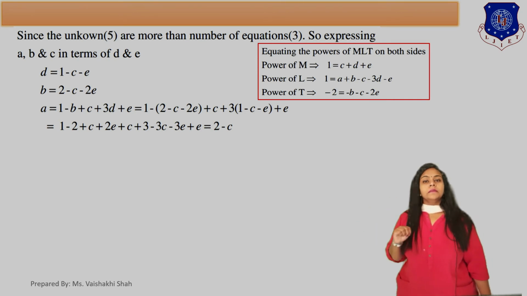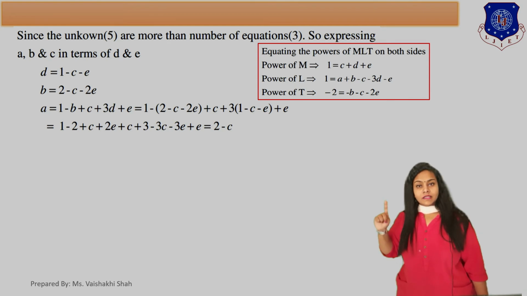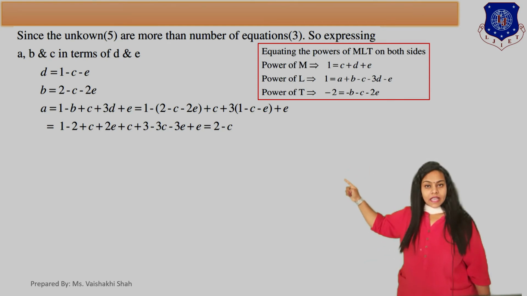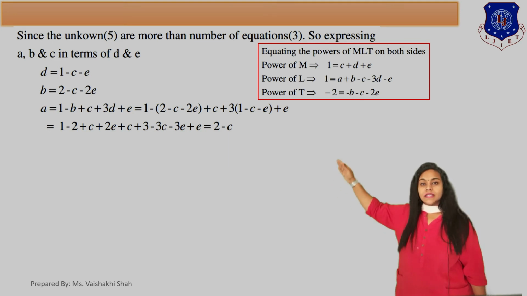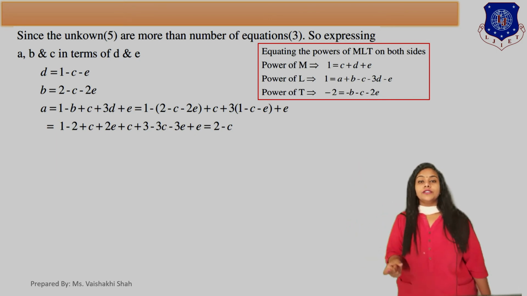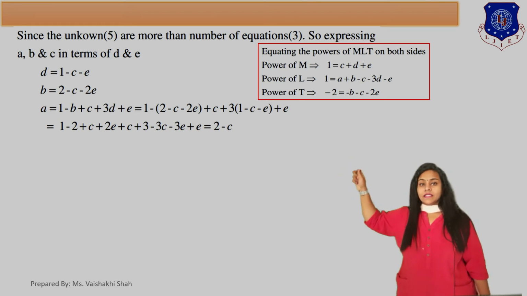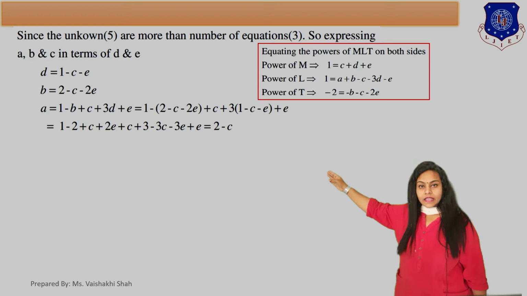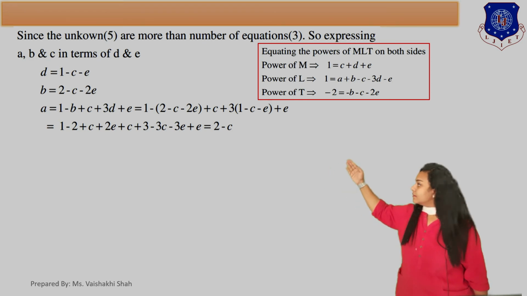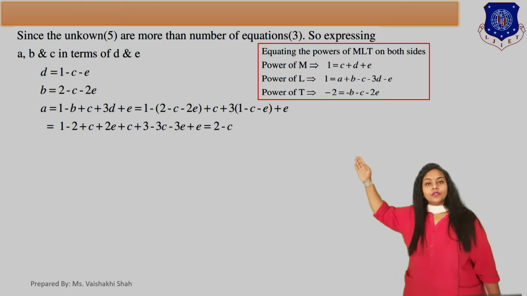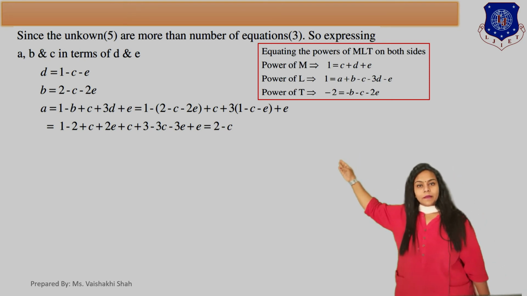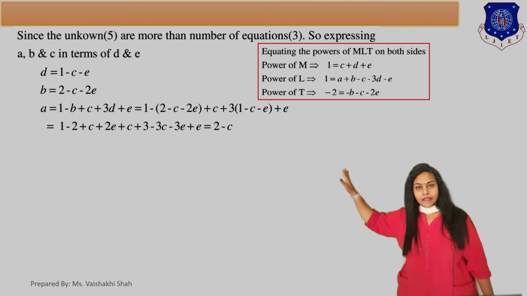So 1 minus 2, 1 minus bracket 2 minus C minus 2E plus C, okay, that 2 minus C minus 2E is the value equation for B, plus C plus 3 into D, there is 3 into D. Now we know the equation for D, which is 1 minus C minus E. So 3 into 1 minus C minus E plus E.